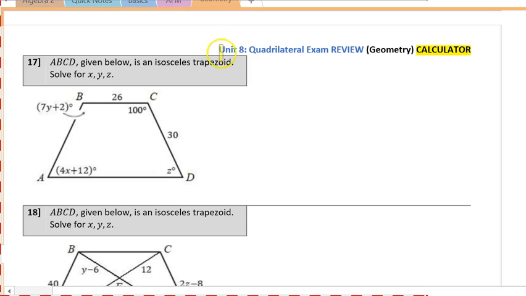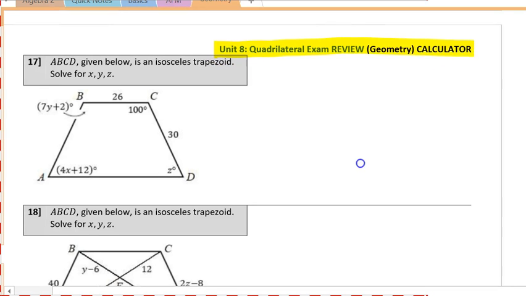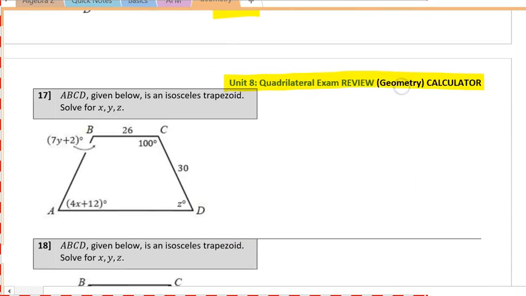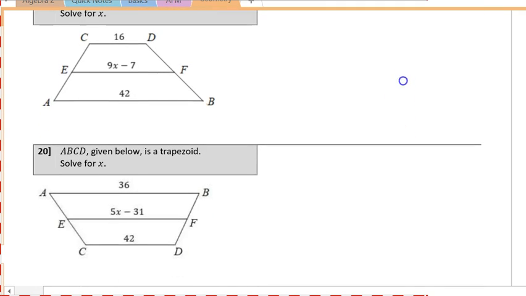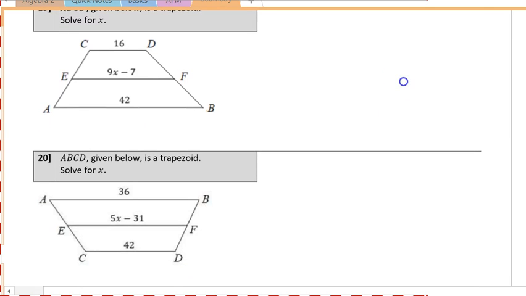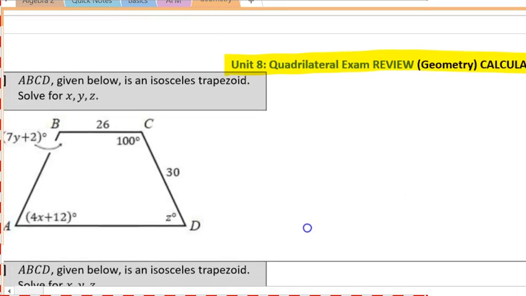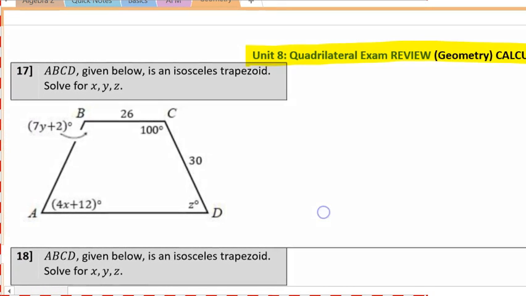It's the last video for Unit 8 Quadrilateral Exam Review, dealing purely with trapezoids, first two being isosceles trapezoids, and then 19 and 20 being the trapezoid, specifically talking about the mid-segment theorem. Question number 17, though, isosceles trapezoid. Properties we know about an isosceles trapezoid is that the non-parallel sides are congruent.